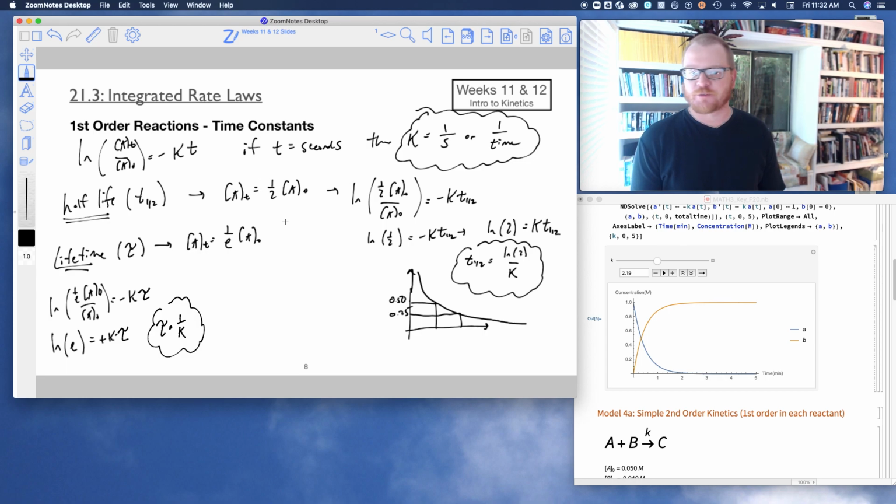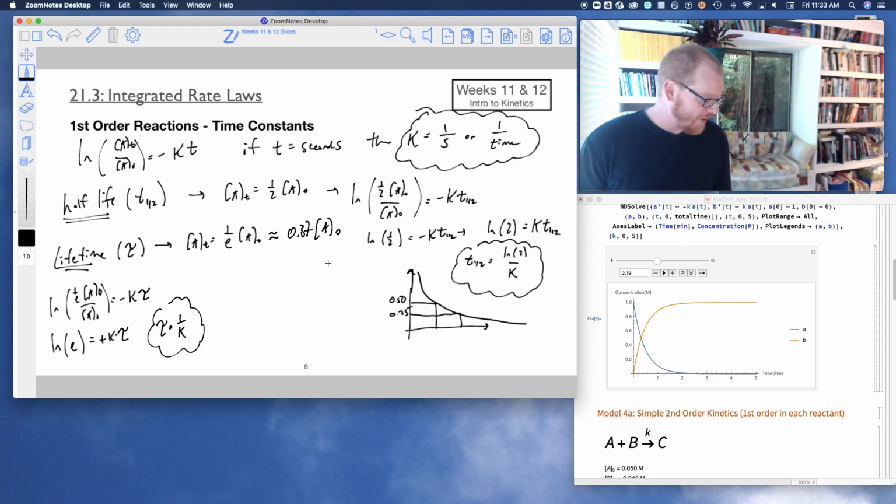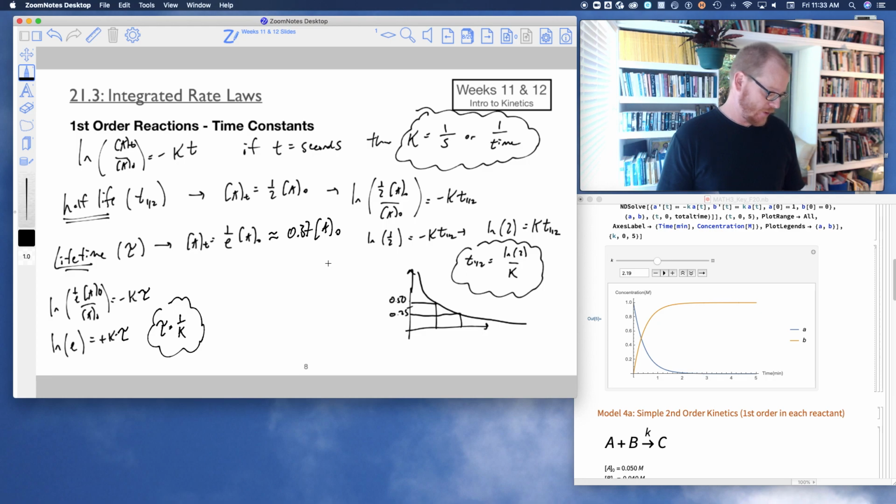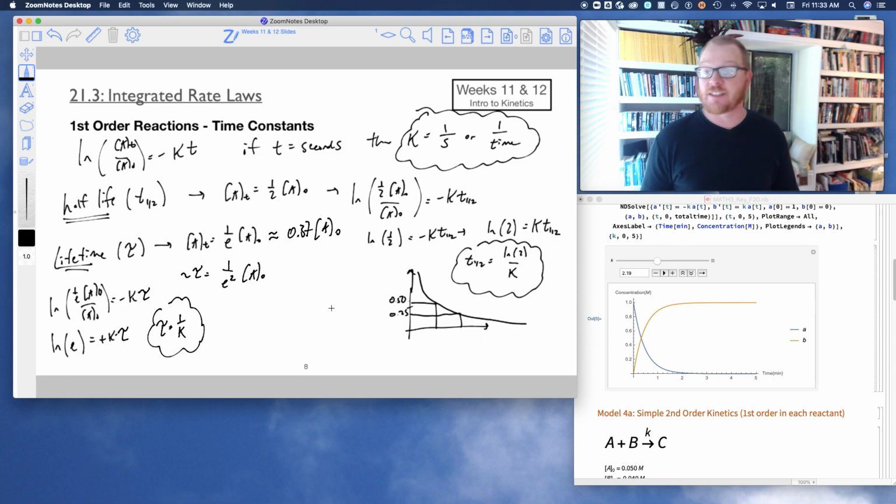And so what does all of that mean? Well, we recognize half-life is 50%. As it turns out, 1 over e is roughly 37%. So 1 lifetime is 37% of A0, okay? Well, what happens when we have 2 lifetimes? As it turns out, 2 times tau is 1 over e squared times A0.